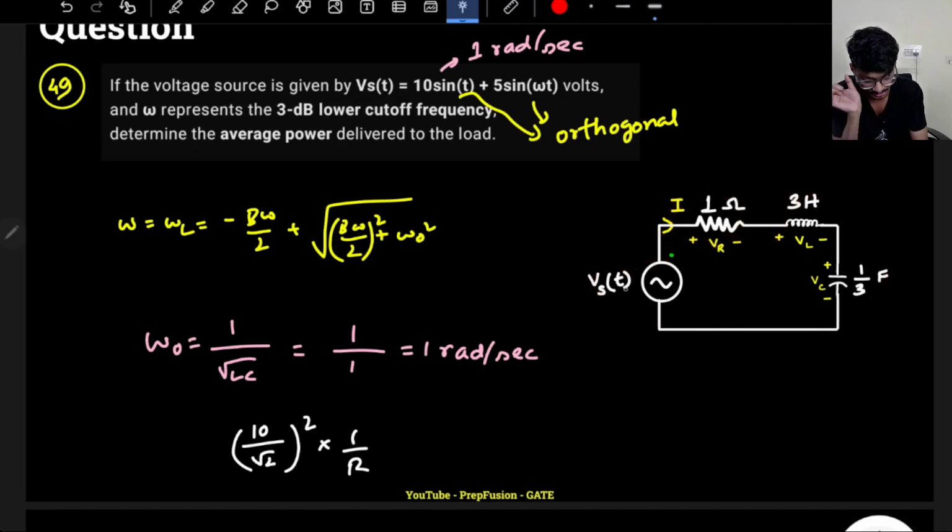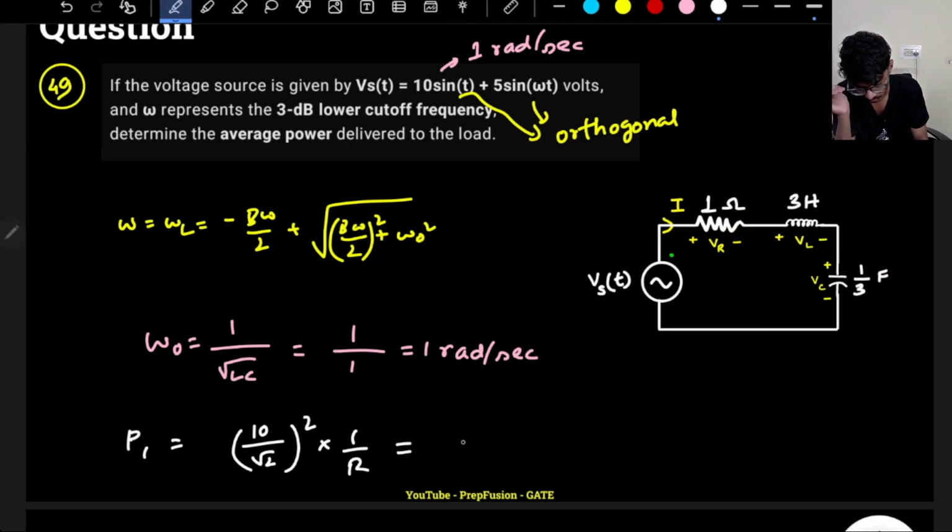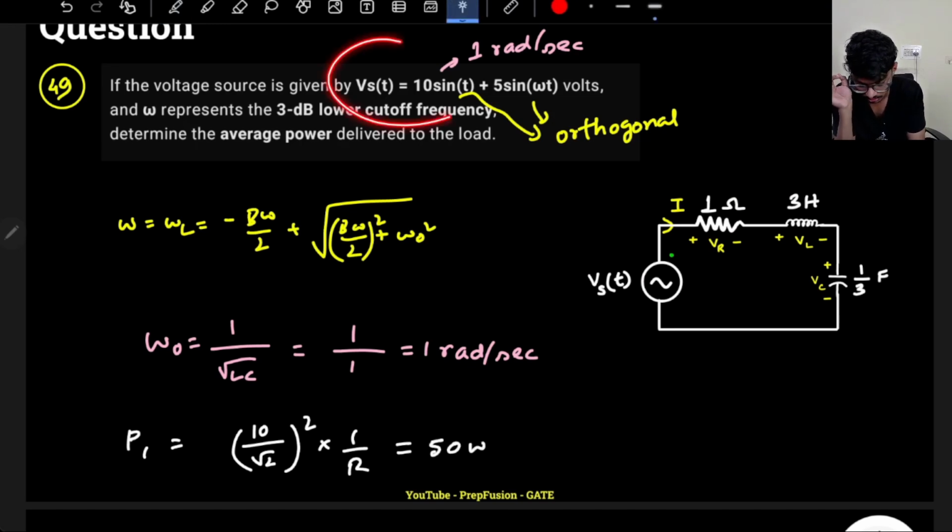So its RMS value will be the RMS value of the supply whole square divided by R. So that will be the power consumed due to resonance. R is 1 ohm, so this will be 100 by 2, that is 50 watts. So 50 watts is the power consumed due to the first frequency, 1 radian per second.